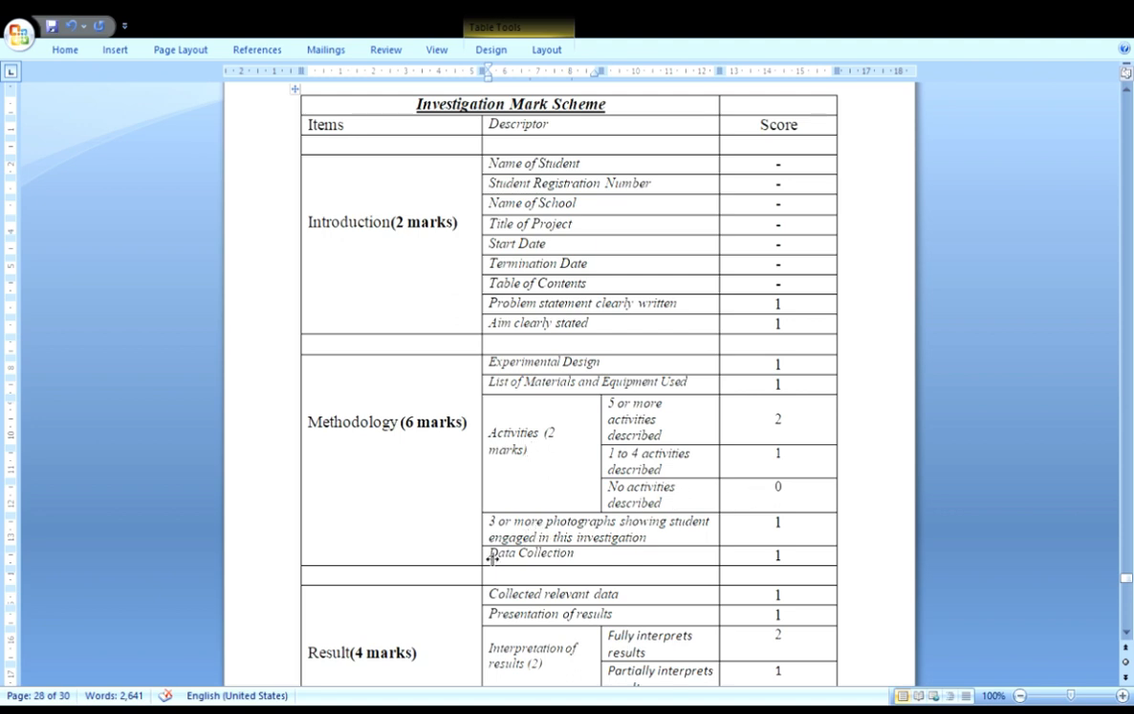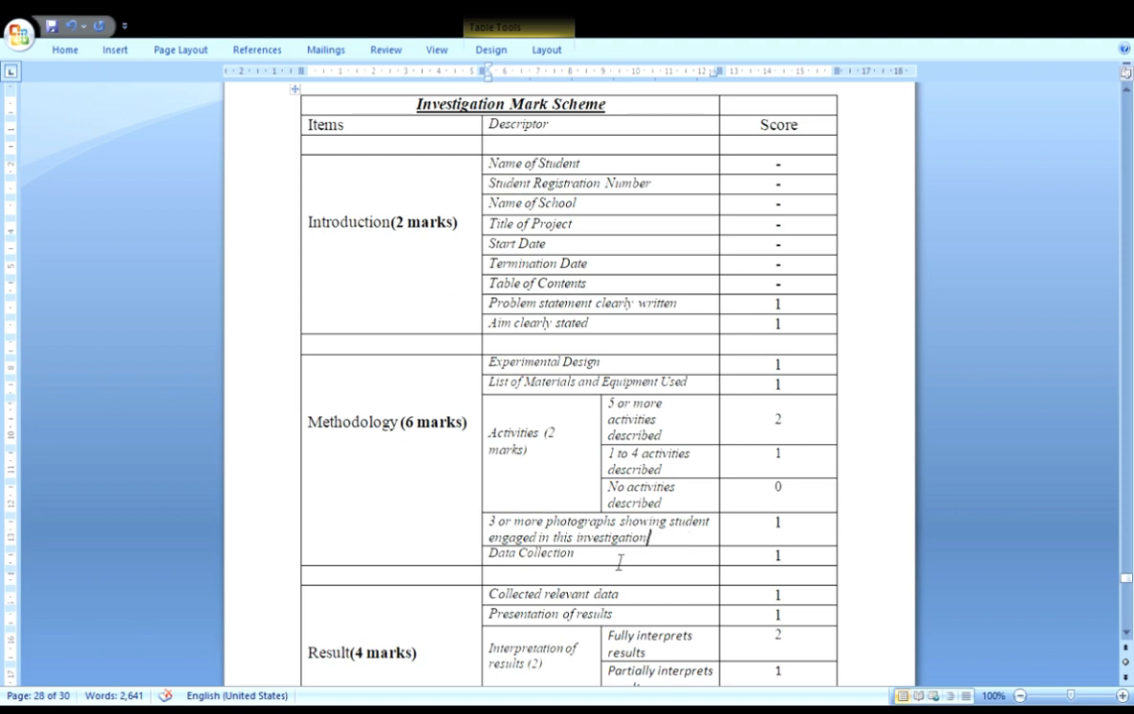Also, the other descriptor or subheading is that the student should have 3 or more photographs showing students engaged in this investigation. That's 1 mark. So there should be pictures of them carrying out the activities. So 3 or more would attract 1 mark. If the student has less than 3, that's 0 marks. So you should not have a point in your grading system. So it's 1. If it's not 1, then it's 0.